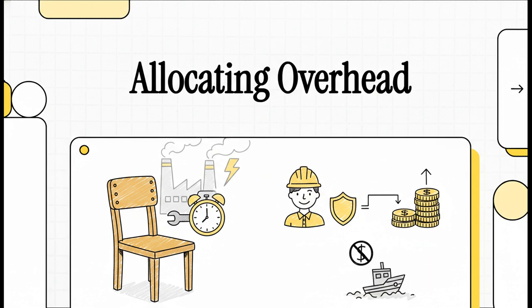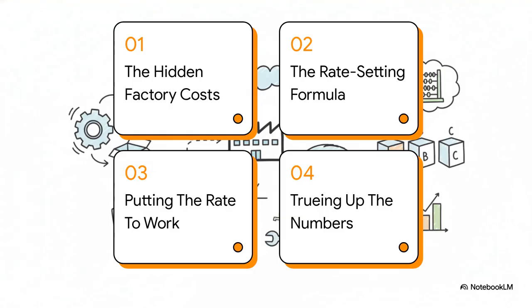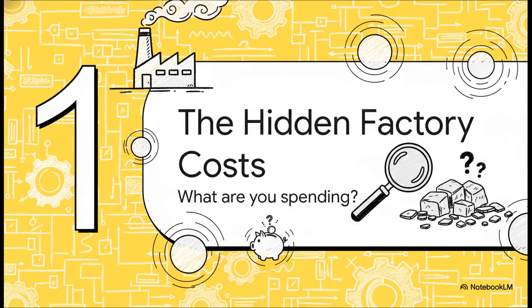So today, let's dive in and figure out how to find that true cost by properly allocating overhead. We're going to break this all down into 4 pretty simple steps. First up, we'll uncover those hidden factory costs. Then we're going to create a simple formula to get a handle on them. After that, we'll see how to put that formula to work on the factory floor. And finally, the moment of truth. We'll see what happens when our careful estimates meet cold, hard reality.